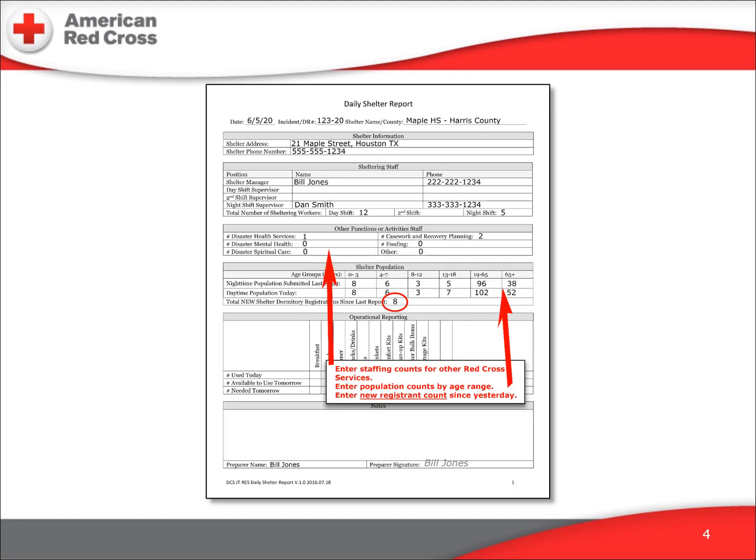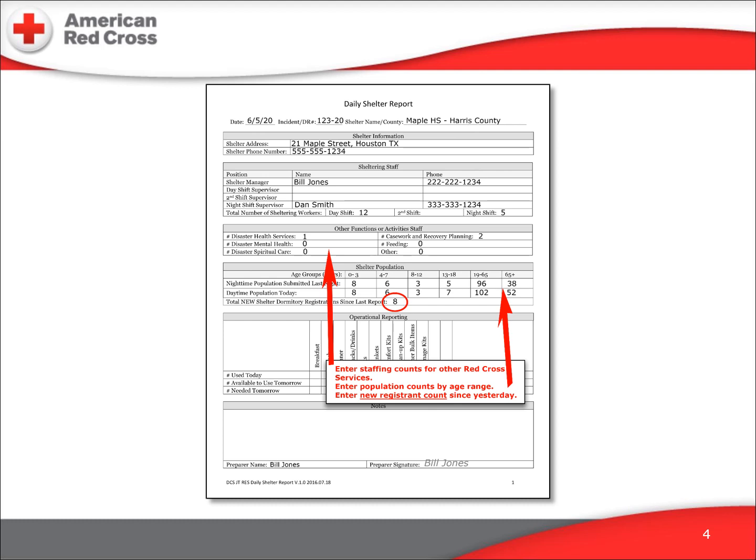This next box counts the Red Cross staffers who are assigned to the shelter from other departments or support services, such as DHS, DMH, DSC, casework, and feeding. The counts that are entered here are of staffers not included above.